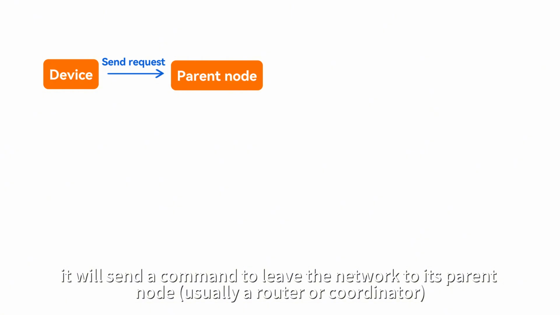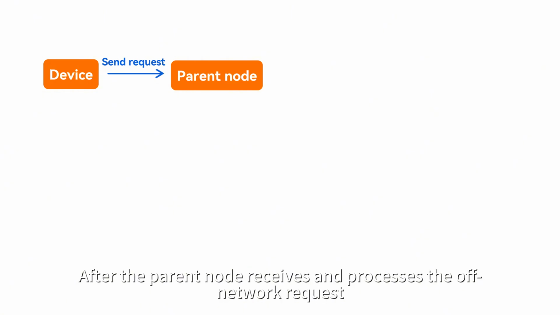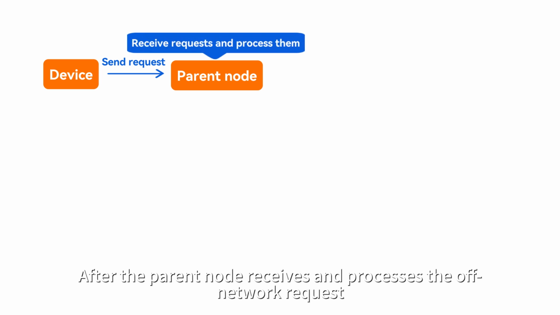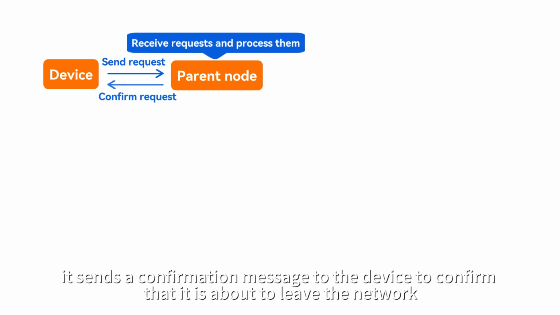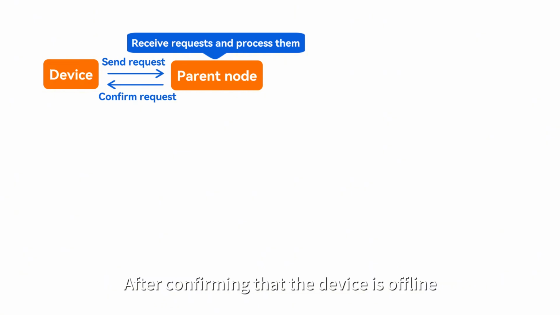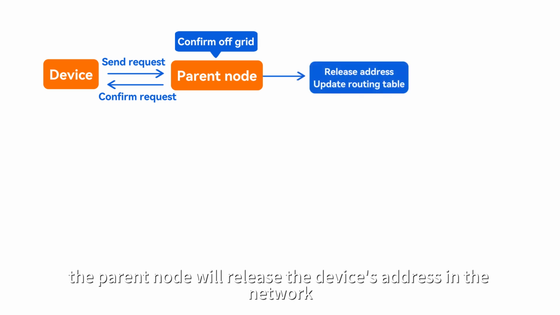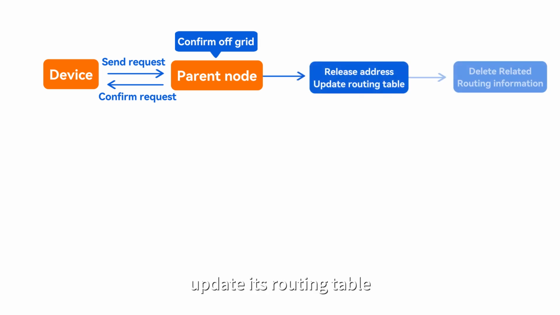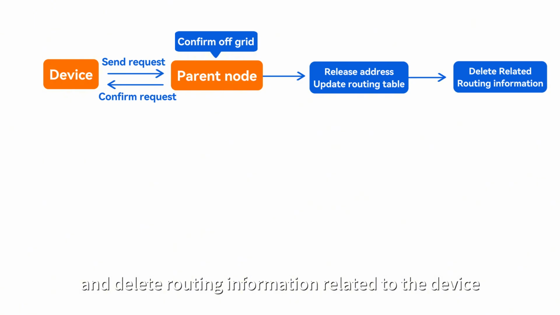When a device decides to leave the network, it will send a command to leave the network to its parent node, usually a router or coordinator. After the parent node receives and processes the off-network request, it sends a confirmation message to the device to confirm that it is about to leave the network. After confirming that the device is offline, the parent node will release the device's address in the network, update its routing table, and delete routing information related to the device.